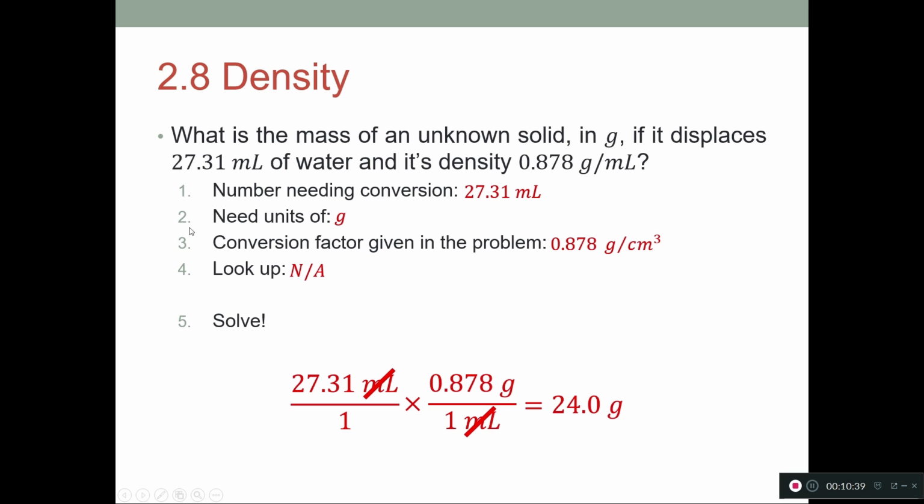In this case, our density was at three significant figures. So remember, density is something that actually has to be measured, and that means that we do need to take its significant figures into account. This had four significant figures, this had three, and so we need to go with the fewest number of significant figures. So our answer should be in three significant figures.